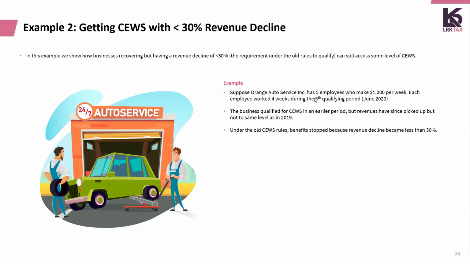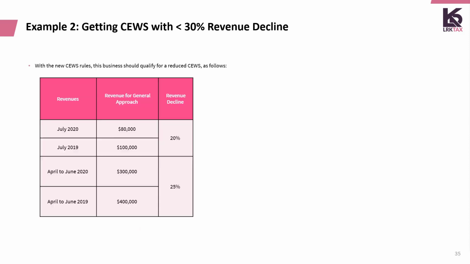It seems like a very common fact pattern. Everyone gets paid $1,000 a week, nice round number. Here is the fact pattern. So here are the revenues. July 2020, 80,000. July 2019, 100,000. So there was a year-over-year decline of 20%, which is, under the old rules, less than 30%, you wouldn't be in the running for the subsidy.